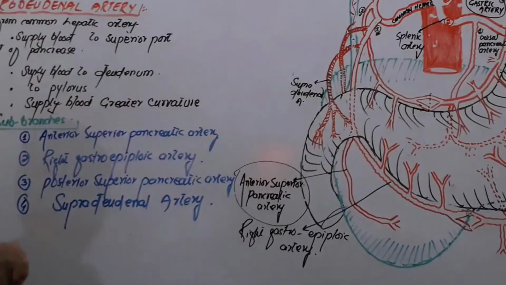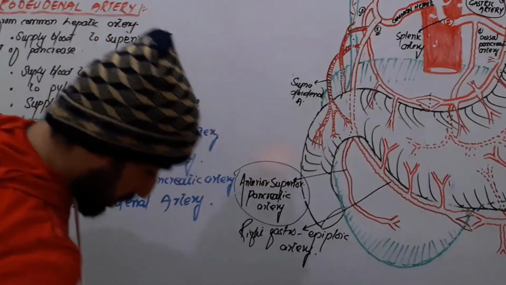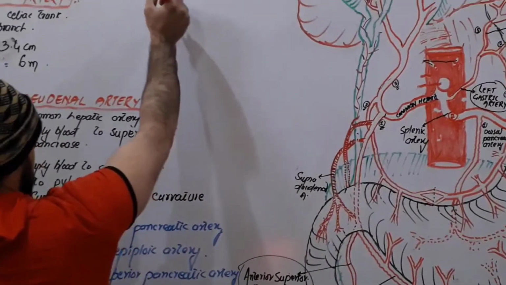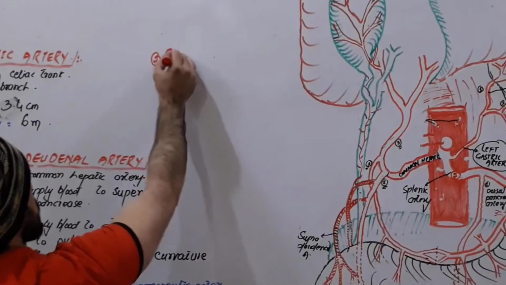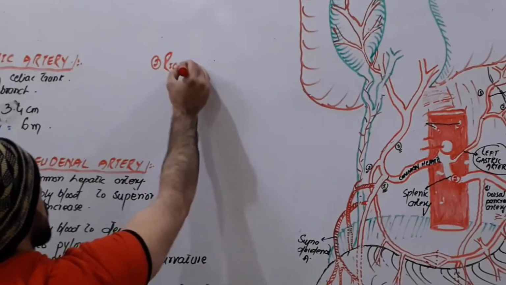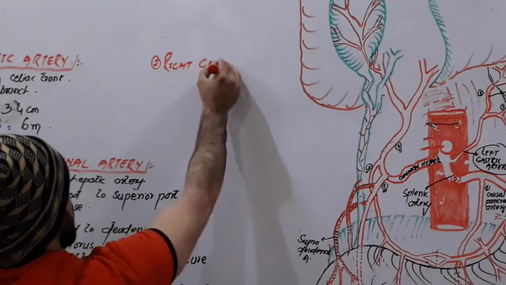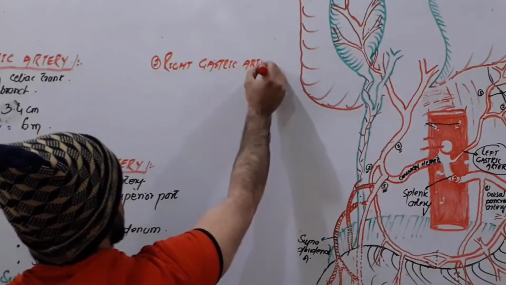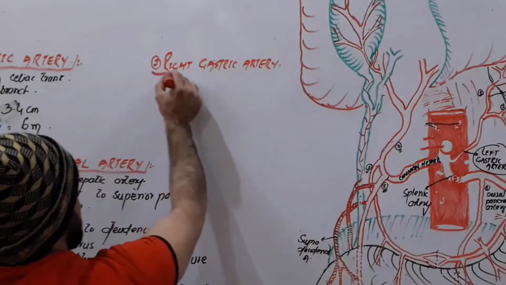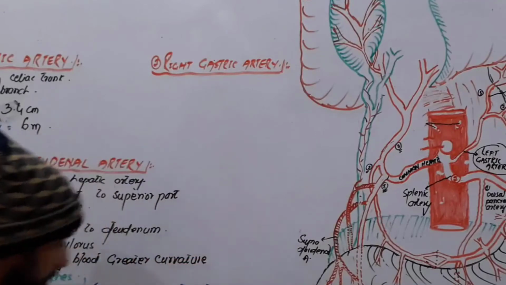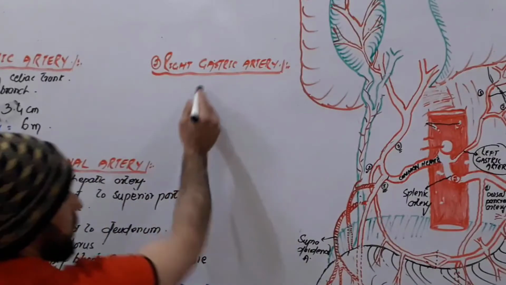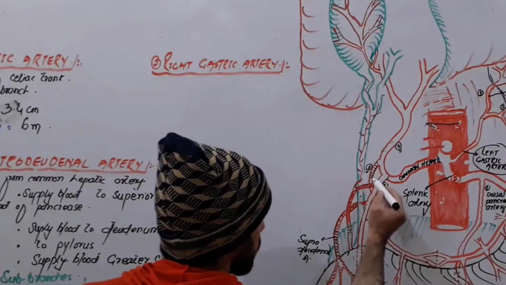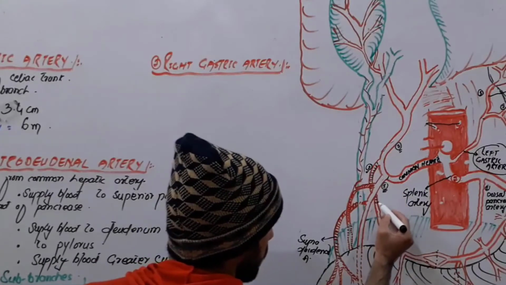The second branch which arises from this common hepatic artery is our right gastric artery. Second one. Right gastric artery. Look carefully. The right gastric artery, this one. You can follow. This one is our right gastric artery. You can see here.